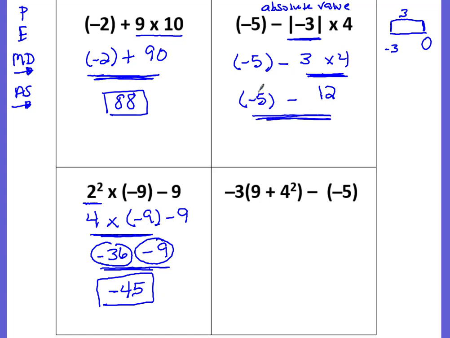So we're going to solve. I'm going to circle each integer and their signs. I have a -5 and a -12. The signs are the same. If the signs are the same, add them up. So 5 plus 12 is 17. They're both negative. You keep the negative. So the answer is -17.